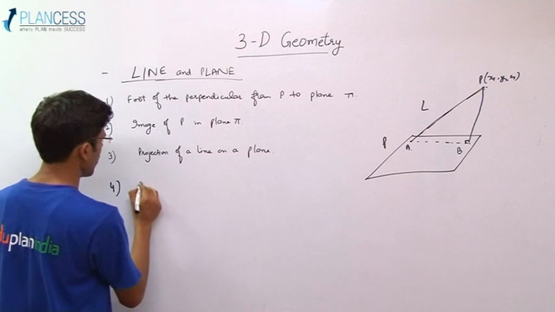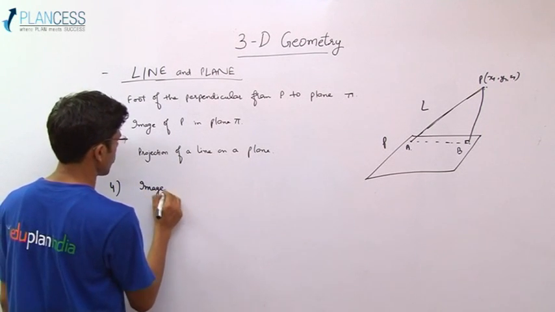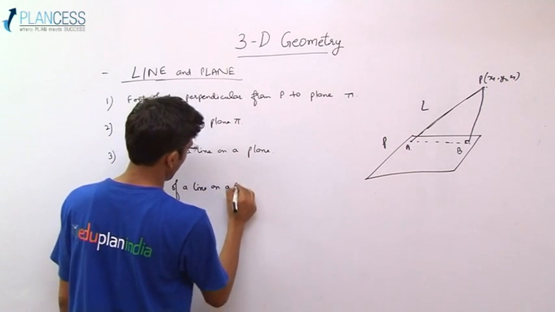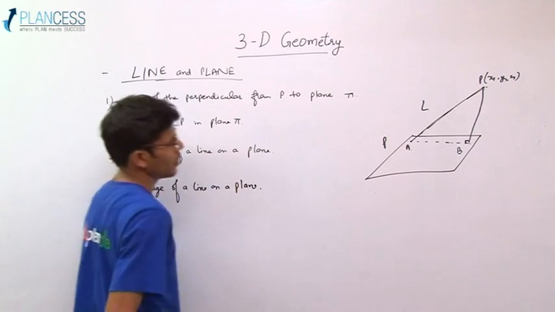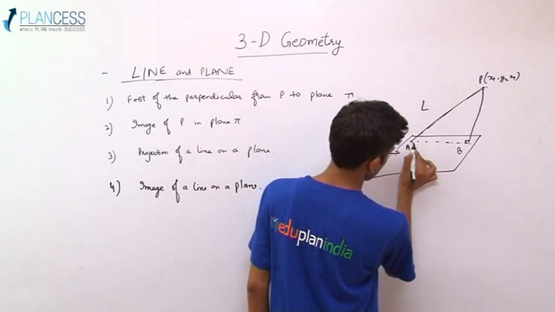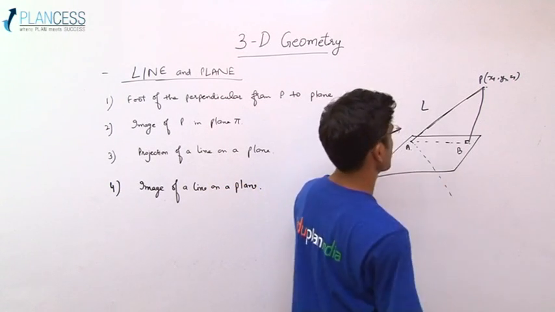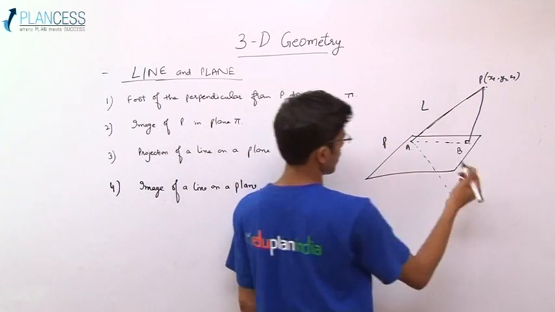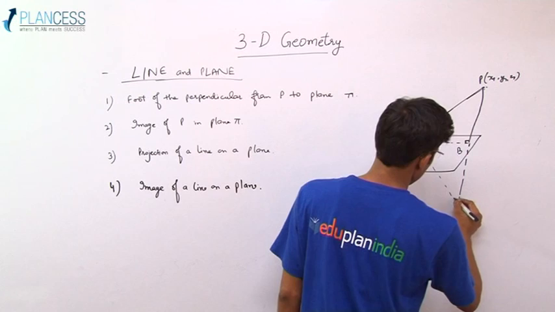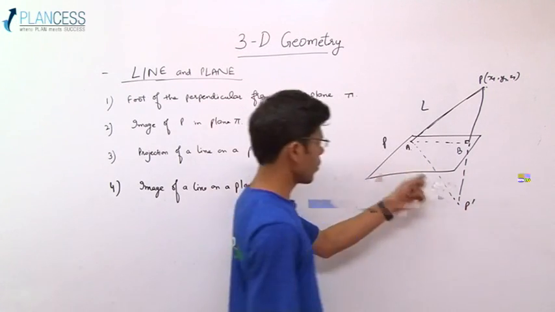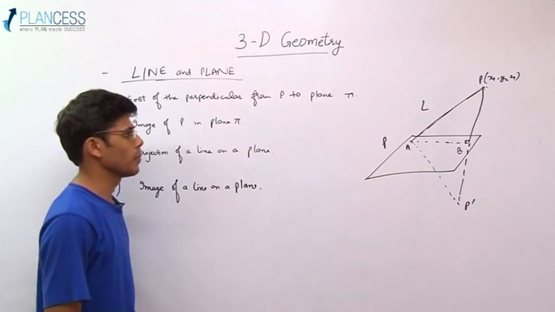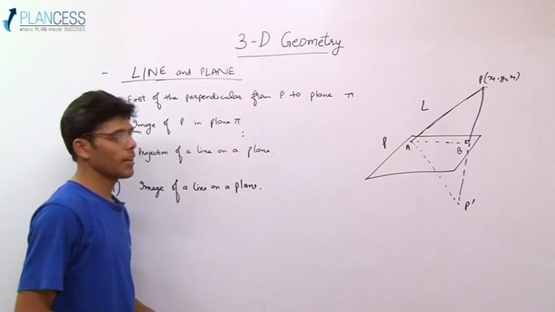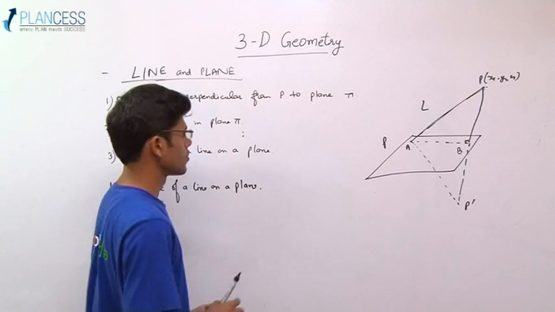Similarly, if you want to find the image of a line on a plane, the image is simply like this. So the way to do it is, find A using the intersection of the line and the plane, find P dash, which is the image of P, and so AP dash is the image of the line in the plane pi. So we can find P dash from the image of a point in plane pi, and then we can find the image of a line in a plane. So this is very easy.